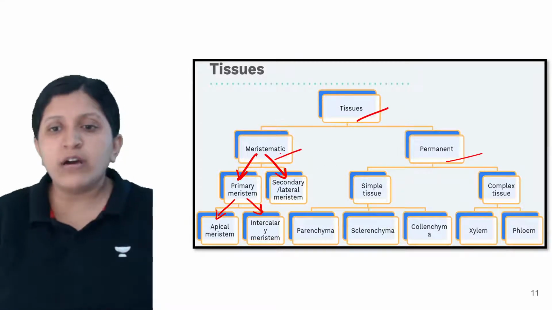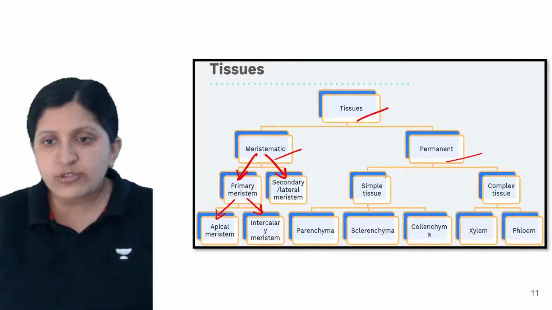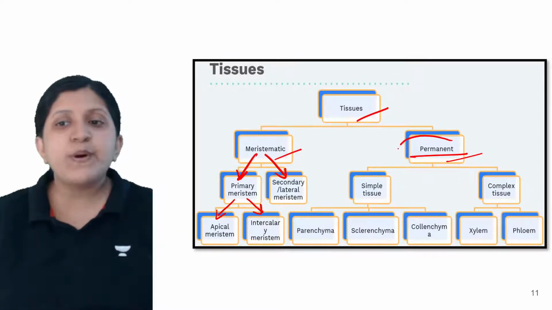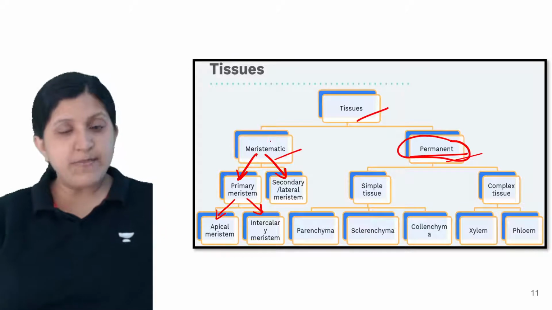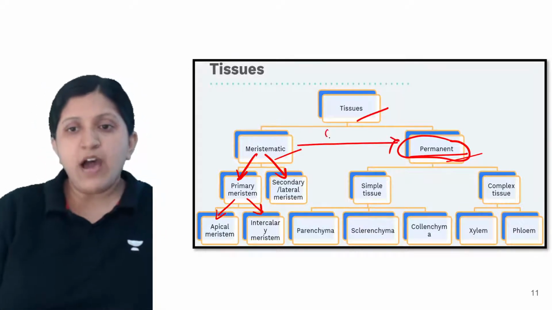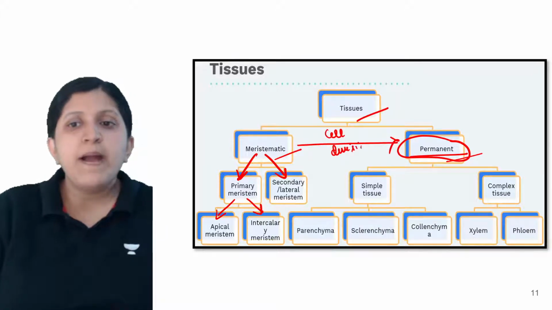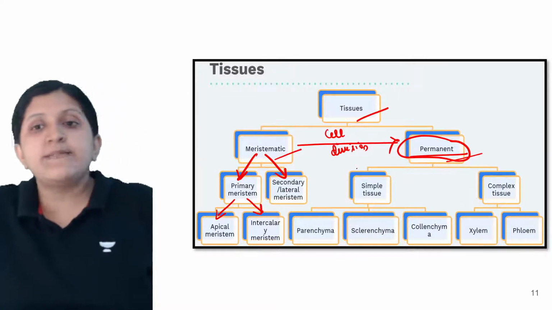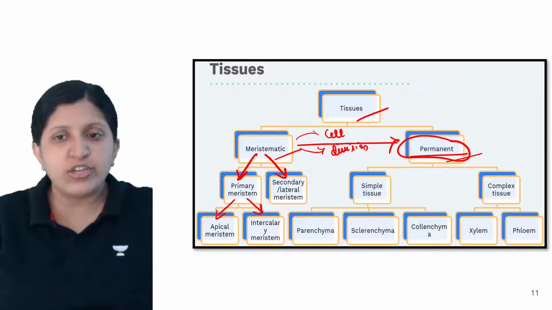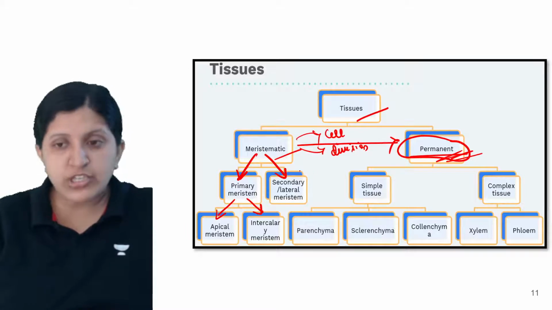Now when we see this, that is with respect to permanent tissue. So what exactly is permanent tissue? The meristematic tissue undergoes cell division, and after the cell division, one of the cells can become permanent tissue. So meristematic tissue is mainly known for the cell division function. After the cell division is done, permanent tissue formation can be seen.